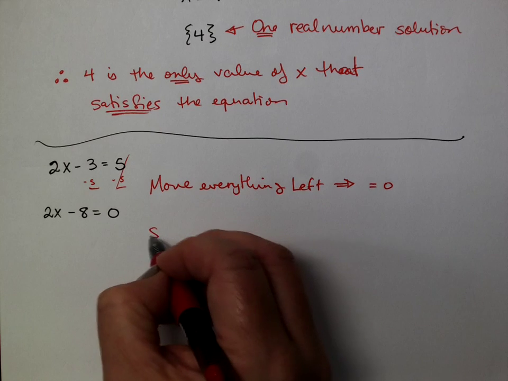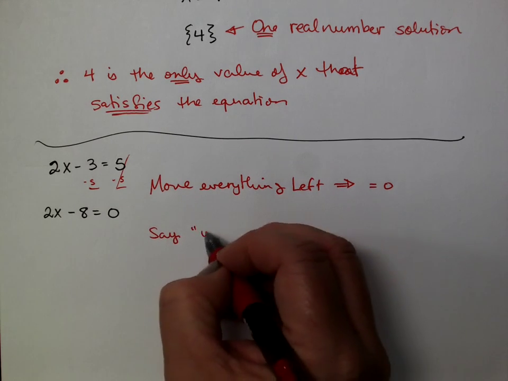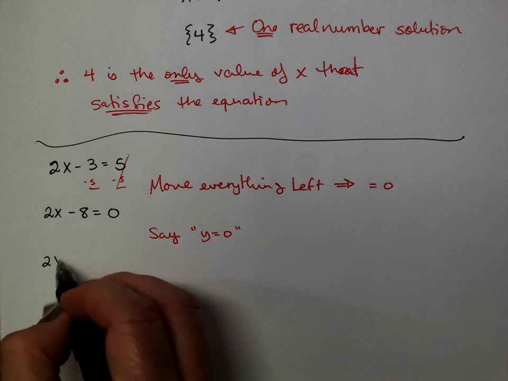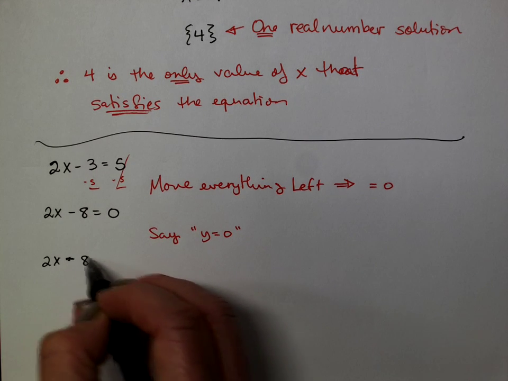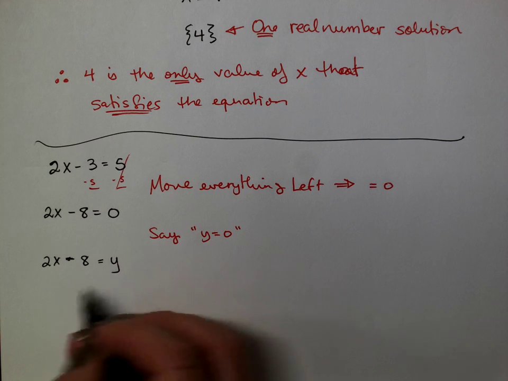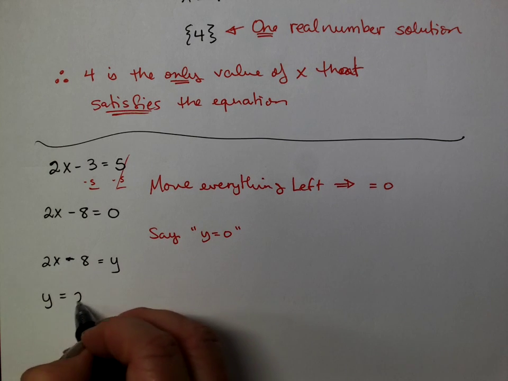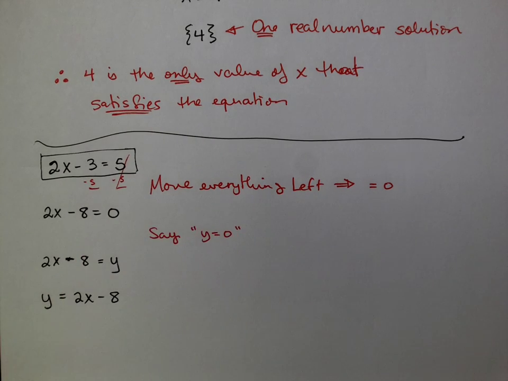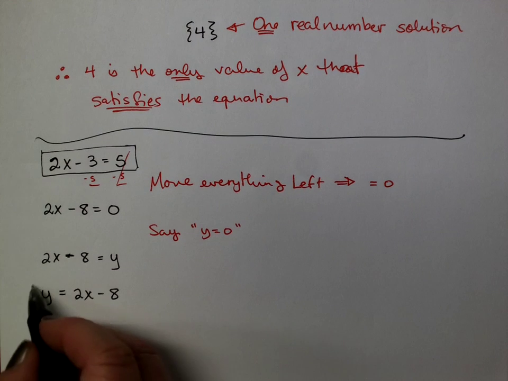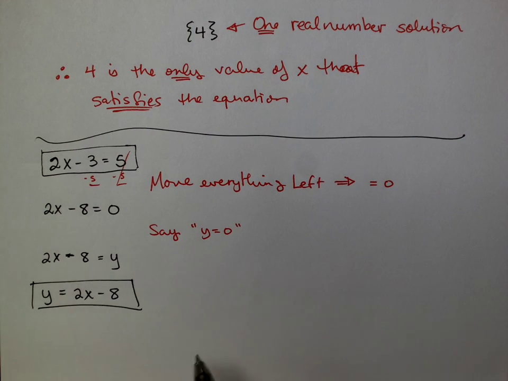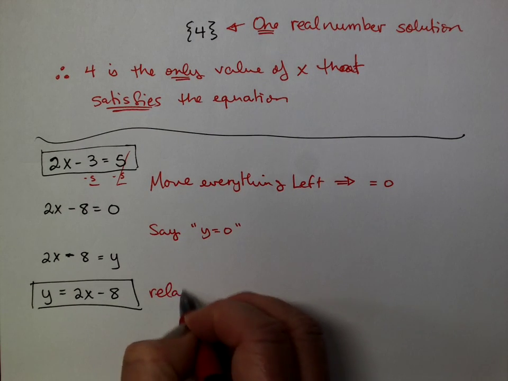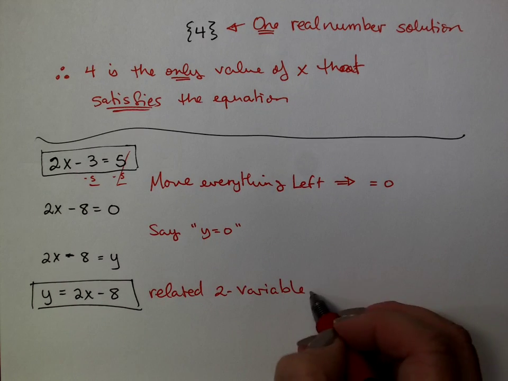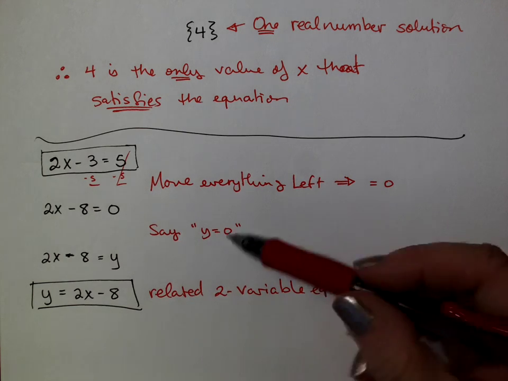And now let's say that y equals 0. So instead of 0, once we have it set equal to 0, we can go ahead and substitute y for 0. And then turn it around, just because it's easier for the eye to look at, y = 2x - 8. So we went from this single variable linear equation to the related two variable equation. And we can go in both directions.